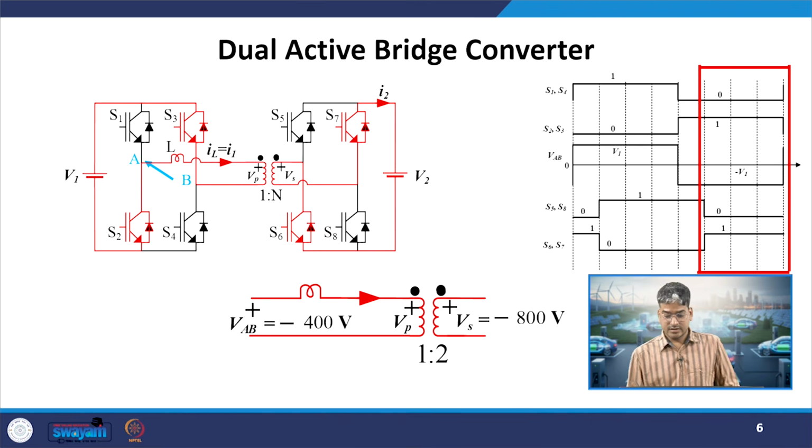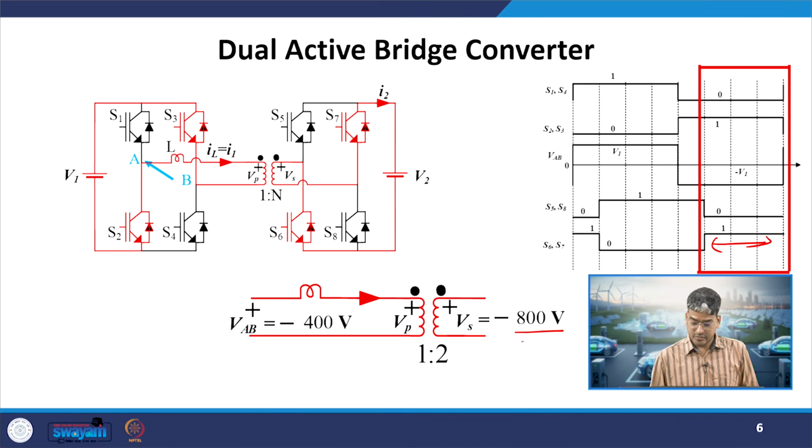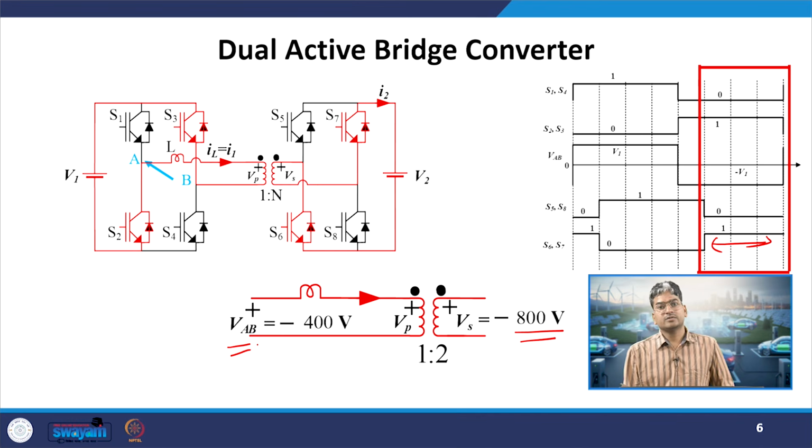Then in the last case, where we have switching on the secondary side bridge, we have now removed the pulse from S5 and S8 and we have given the pulse to S6 and S7. So we will get minus 800 at the output side, and on the input side it was minus 400 because S2 and S3 are on.